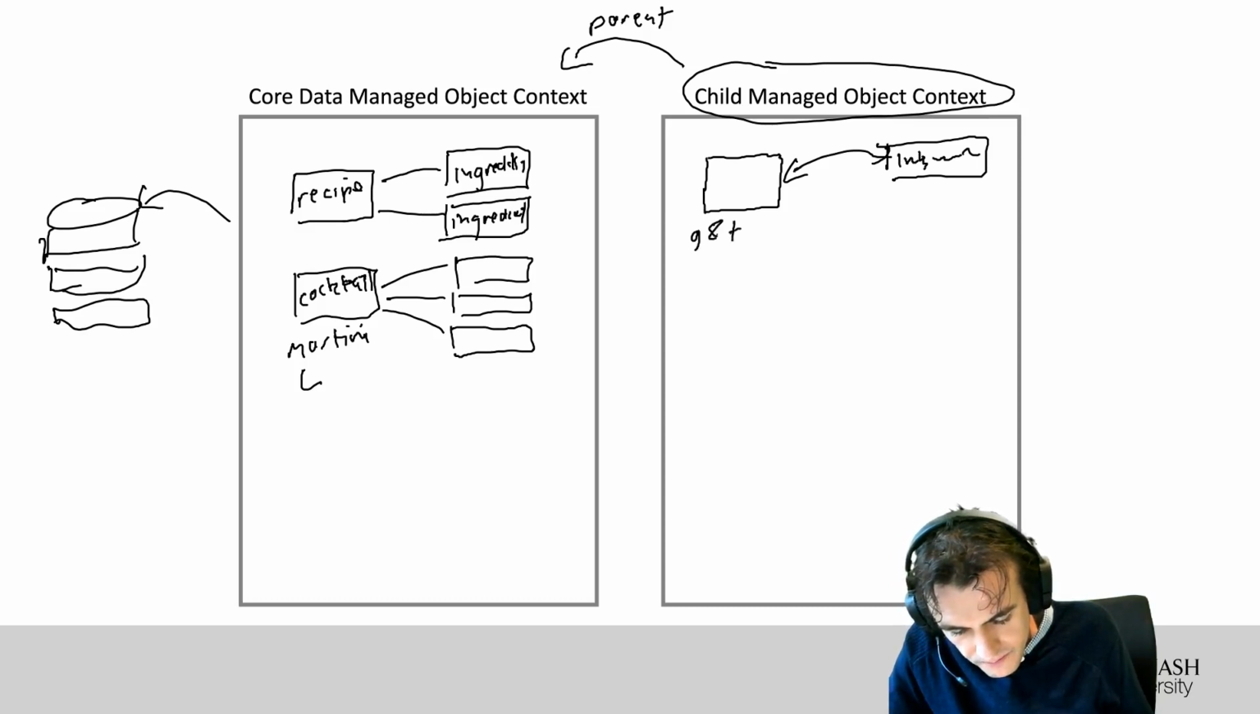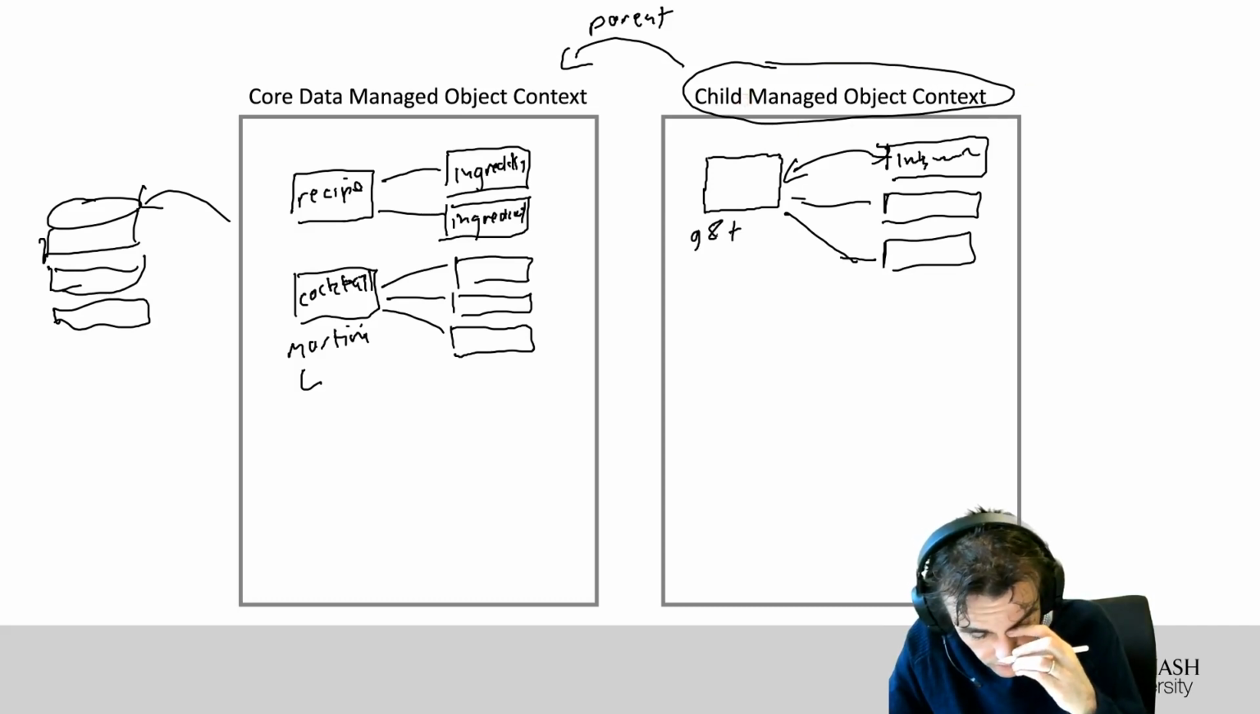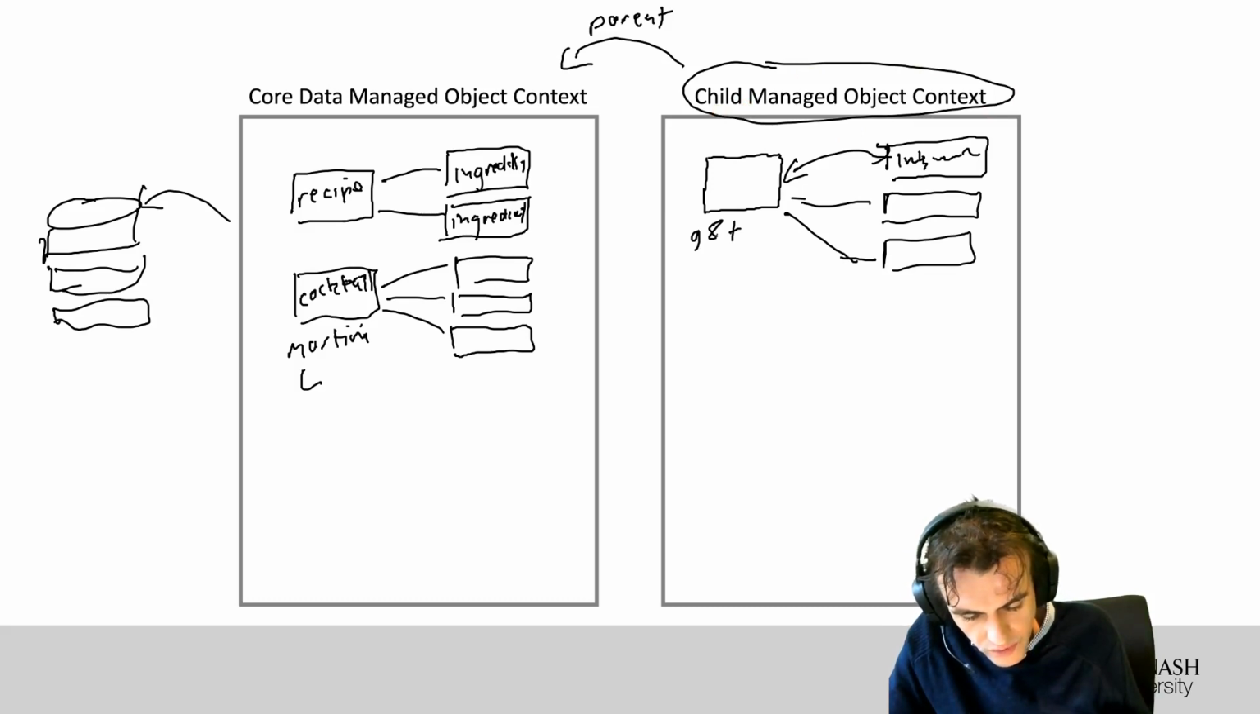All right, so let's say I'm creating my gin and tonic. So I'm going to create some ingredients here, ingredient measurements, and I'm going to connect them. Again, these all have to be done with the child managed object context that I'm in. But there's two situations. One is I throw this work away, as in I decide, okay, I don't actually want a recipe for gin and tonic. I click the cancel button. If I do, then all I need to do is just free this child managed object context. Do nothing at all with it.